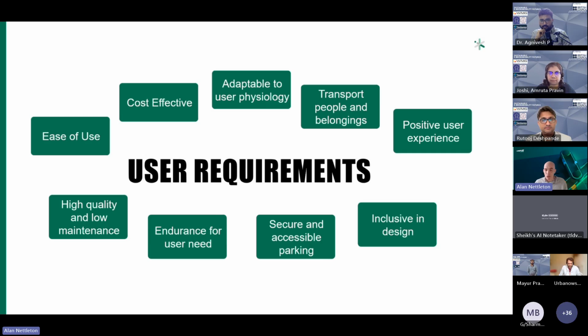They need to be adaptable to user physiology. Micromobility vehicles are mainly focused on able-bodied users, as we said, or designed for the average user with limited ergonomic adjustment. Then there is the need to transport people and belongings. The classic e-scooter is not so good for that. So how can we adapt the vehicle to make that possible where necessary?